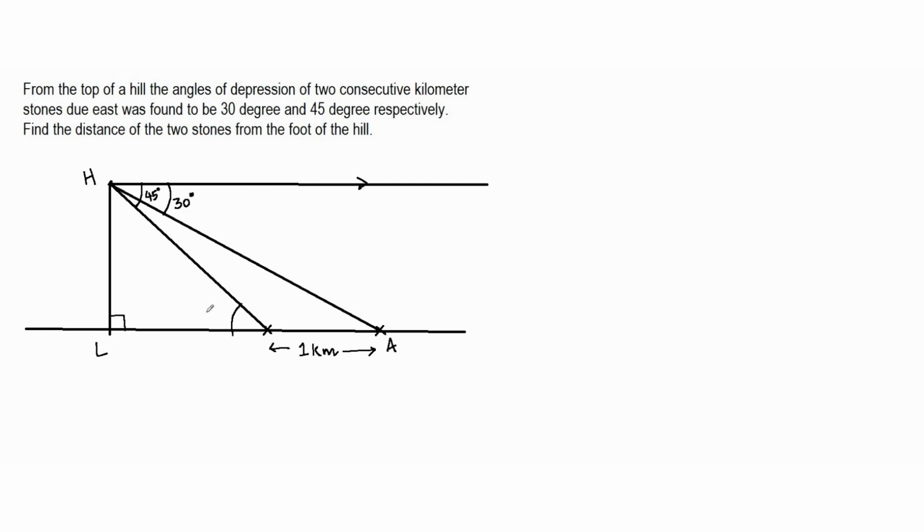Therefore, by using alternate interior angles, I can say that angle HBL is 45 degree and angle HAL is 30 degree. Now I have to find the distance of the two stones from the foot of the hill. So basically in this question, I have to find the distance BL and the distance AL. So let me pause for a few seconds while I let you take a look at the word problem and of course the diagram.